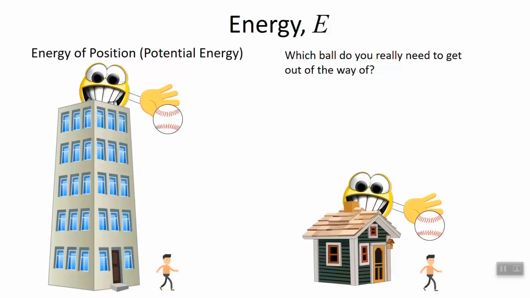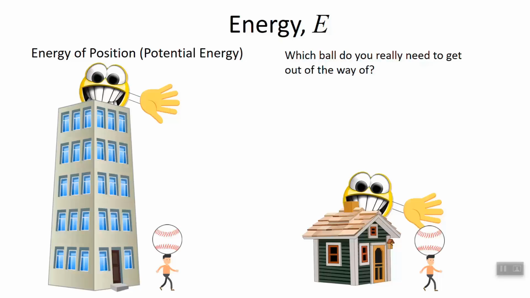It's fairly evident that the guy at the top of the tall building is going to cause more injury when that ball hits you. You don't want that one hitting you. You want to get out of the way of the ball that's being dropped from the tall building. You might not even feel the ball that's being dropped from the shack. What's the difference besides the fact that the ball dropped from the tall building is going faster when it finally hits the ground? That we covered already.